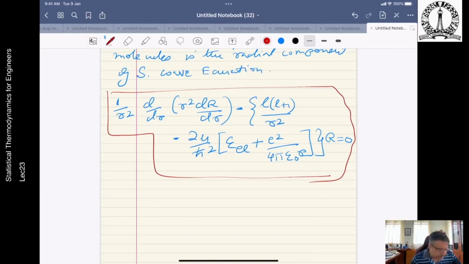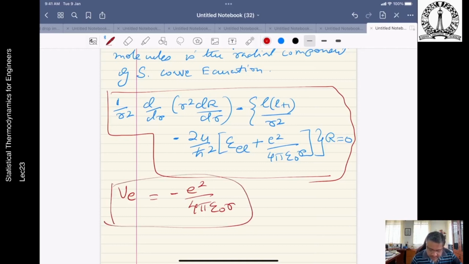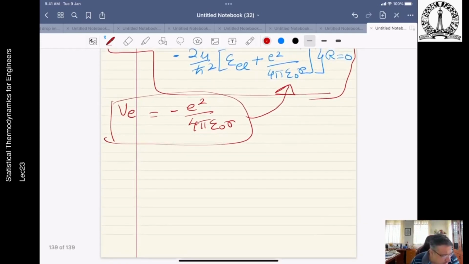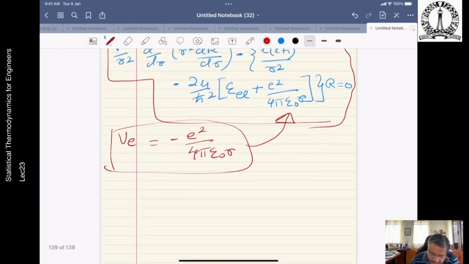That, if you recall, the potential energy V(r) was equal to minus e squared over 4 pi epsilon into r. This is what has been used over here. Okay, that is the potential energy, because that was the electronic potential energy.